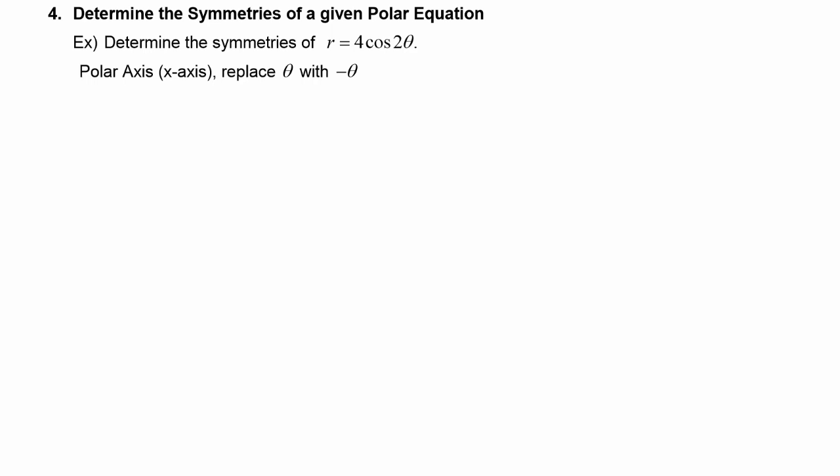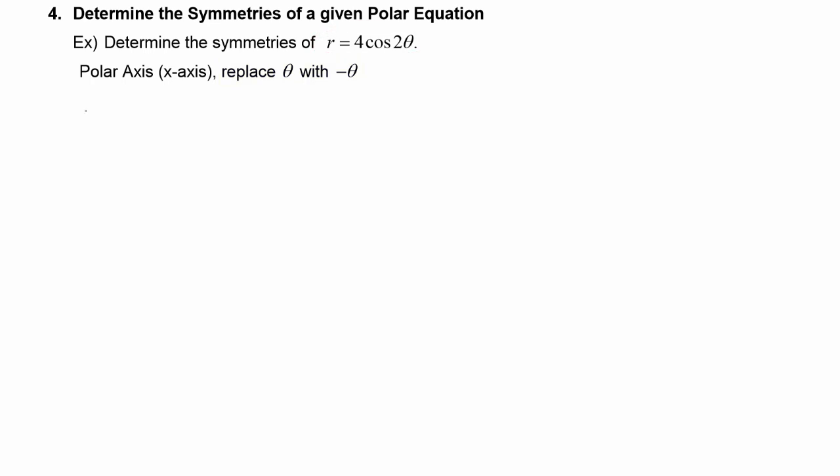There are 3 types of symmetry for us to test. We'll start with the polar axis symmetry test. And we know the polar axis is the horizontal axis, which in rectangular coordinates we think of as the x-axis. In the polar axis symmetry test, we will replace theta with negative theta in the polar equation.